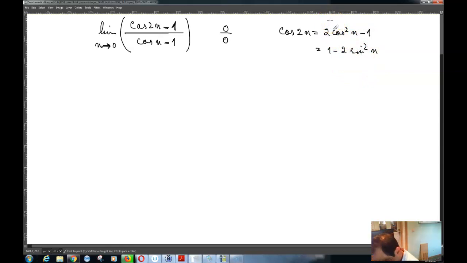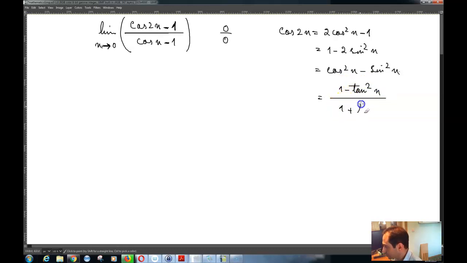For example, you can write it as cos squared x minus sine squared x, or you can write it as 1 minus tan squared x over 1 plus tan squared x. So these two are not going to be useful right now, but if I use this one, I can have a positive 1 over here and a negative 1 over here. Then I can get rid of this 1.